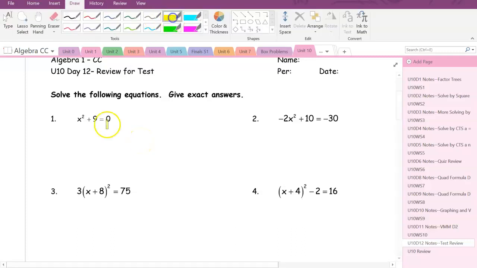So for number 1, we will start off by getting the x squared by itself. So we'll subtract 9 on both sides. And we'll get x squared equals negative 9. And now, since the x squared is all by itself, I can root both sides. But wait, that's negative underneath there. We can't take the square root of a negative, and so this is just no solution.